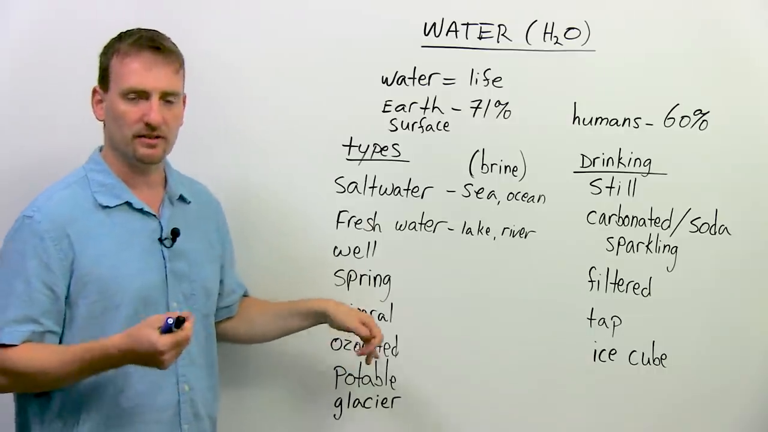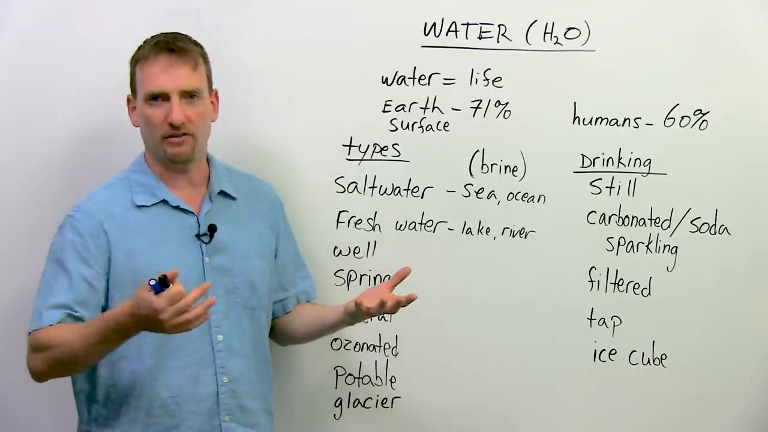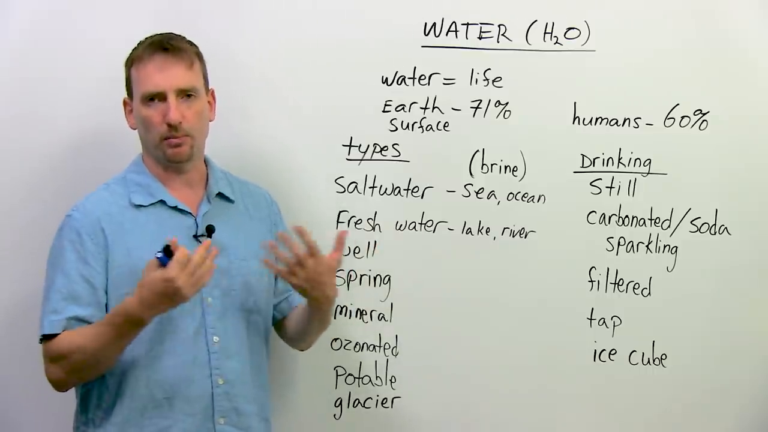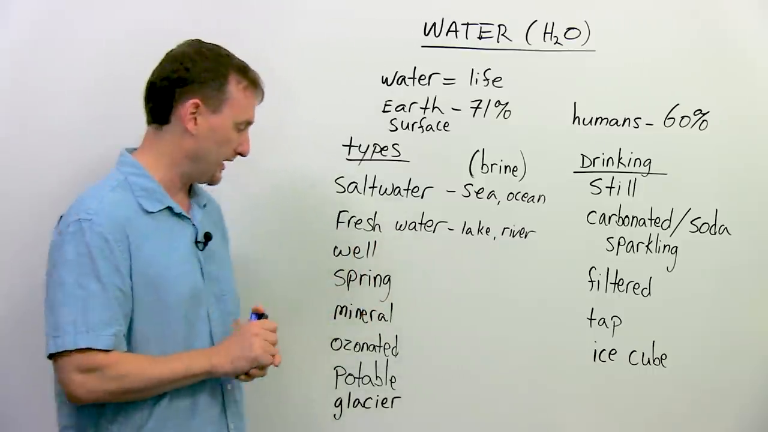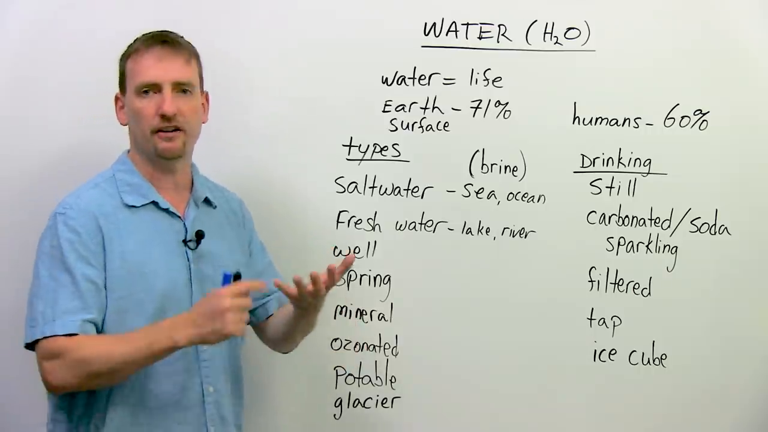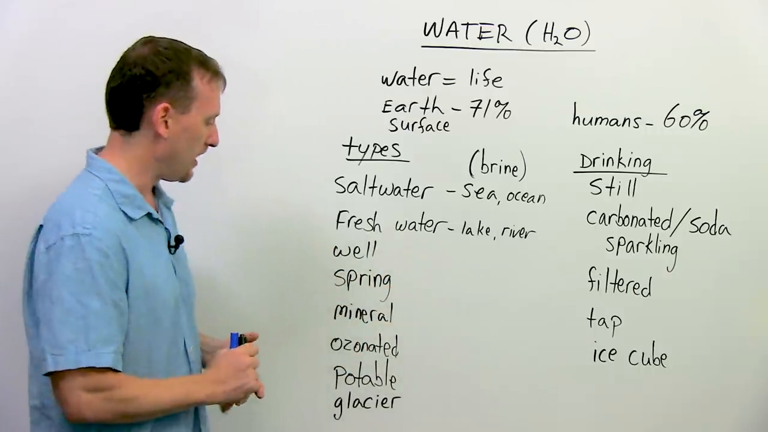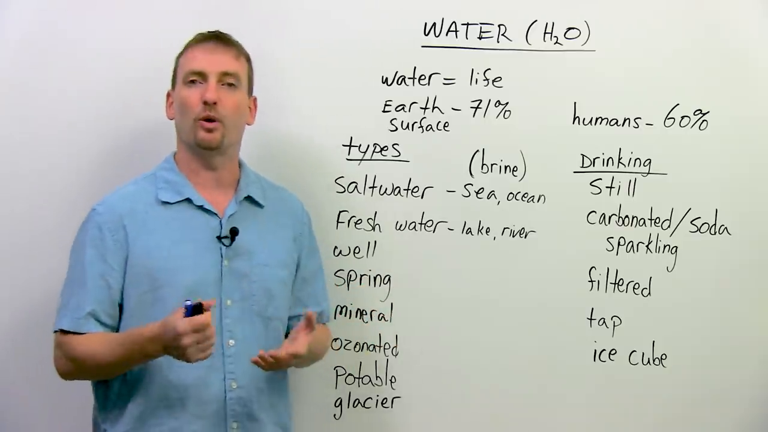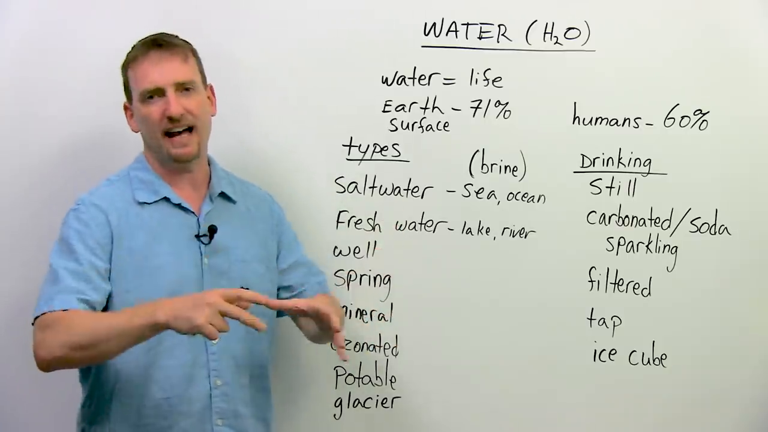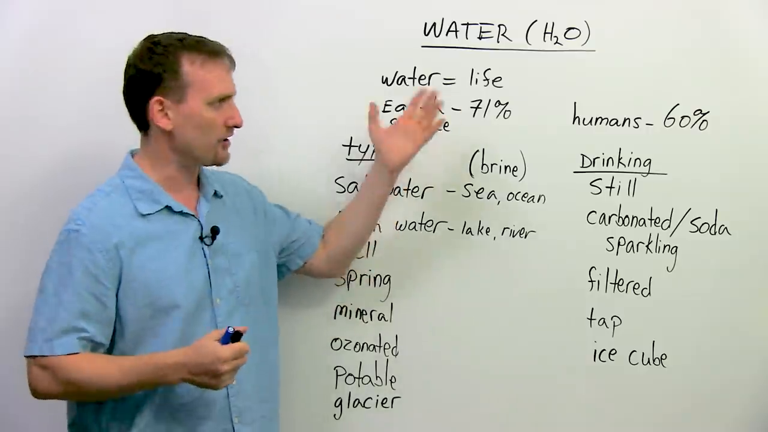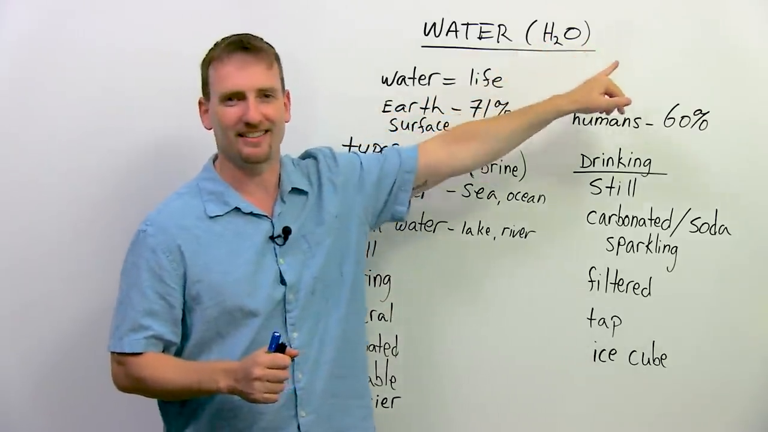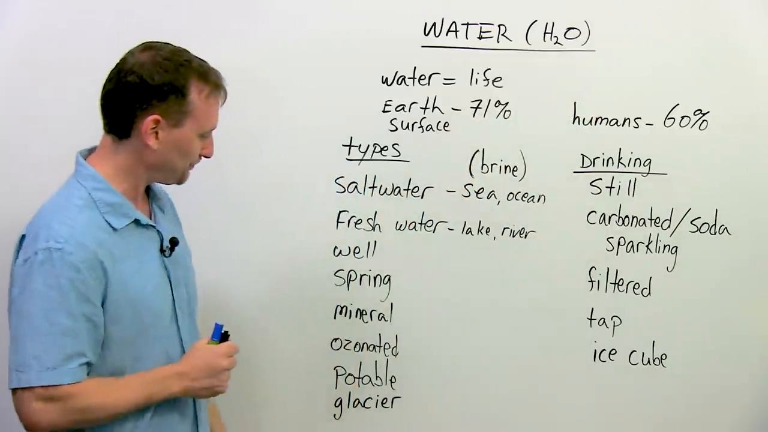Mineral water is basically tap water, regular water that we add minerals to make it a little bit more potable, a little bit more healthy to drink. You can add minerals, for example, iron, calcium, zinc, etc. Ozonated water, this is not as common, but some people like to drink ozonated water, which means they just add extra molecules, I think, of oxygen. By the way, H2O, hydrogen, oxygen, the molecules that make up water.